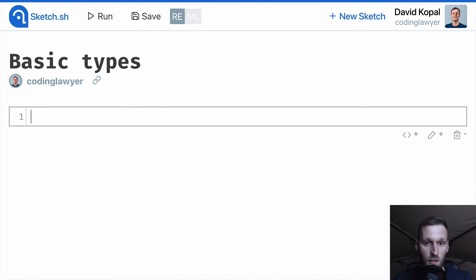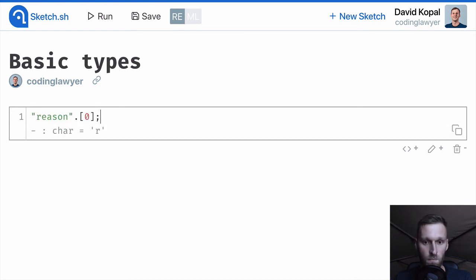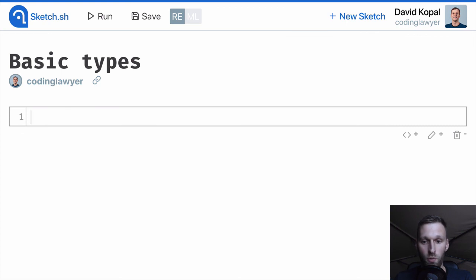Now, let's take a look at the character conversion. To convert a string to a character, we use a character index. So we got back R, a character. And we can also convert a character to a string.